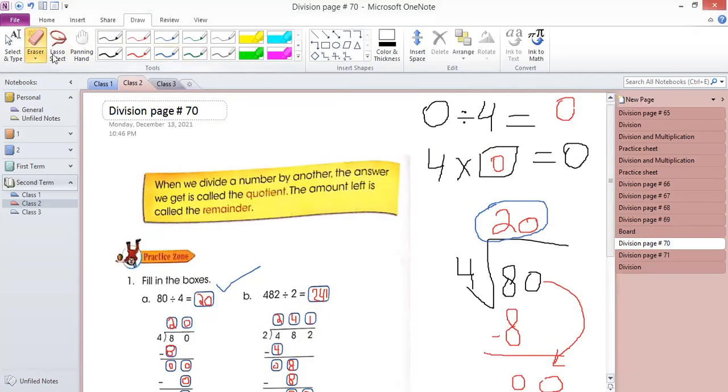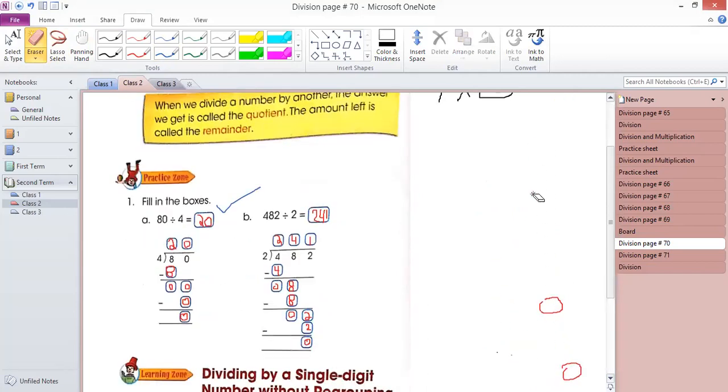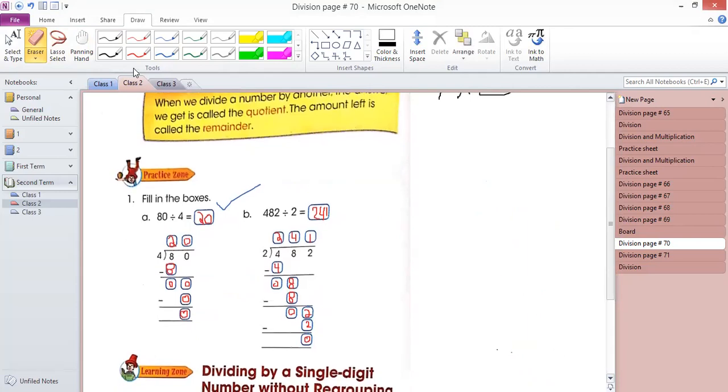Now come to the second question, guys. Second question is divide 482 by 4. Divide 482 by 4. So here you will write 482 and you are dividing it by 4.